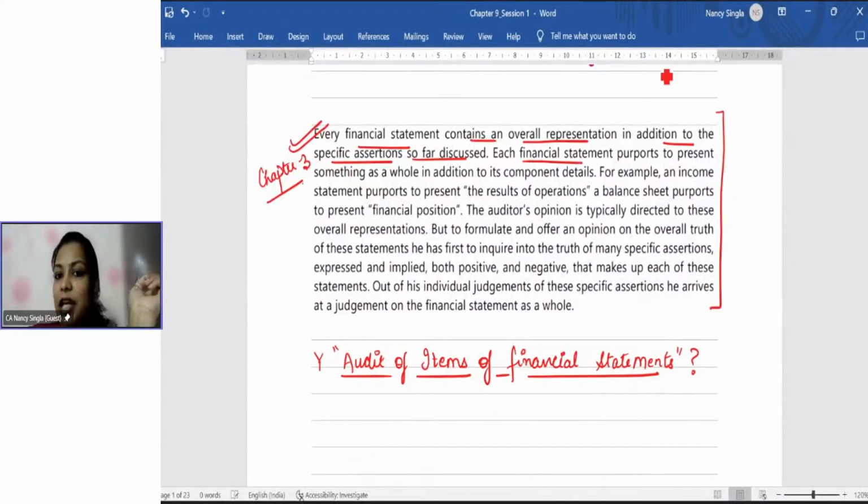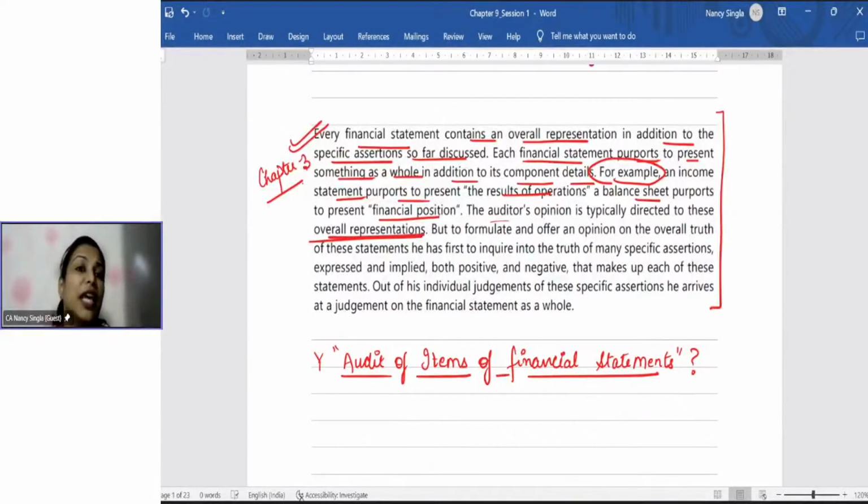Each financial statement purports to present something as a whole in addition to its component details. For example, an income statement purports to present the results of operation. A balance sheet purports to present the financial position. The auditor's opinion is typically directed to these overall representations. We have seen in the definition of the term audit also, the last line says to express an opinion thereon. Thereon implies on the financial statements, right?